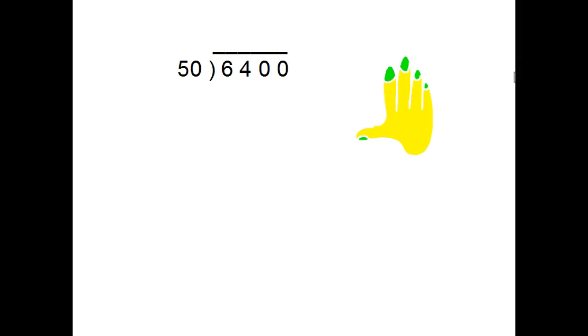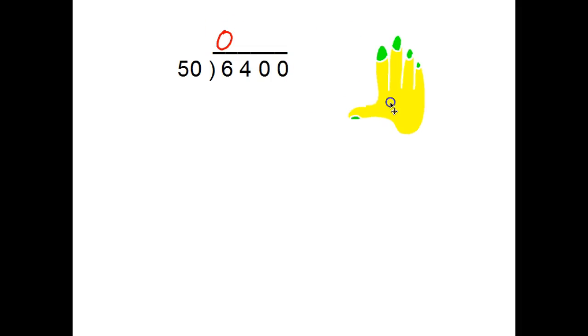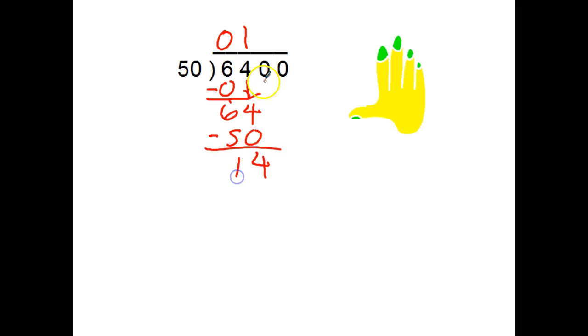Let's try out one with the 50. How many 50s in 6? None. 0 times 50 is 0. 6 minus 0 is 6. Bring down my 4. How many 50s in 64? Just 1. 1 times 50 is 50. I got 14 and bring down the 0.